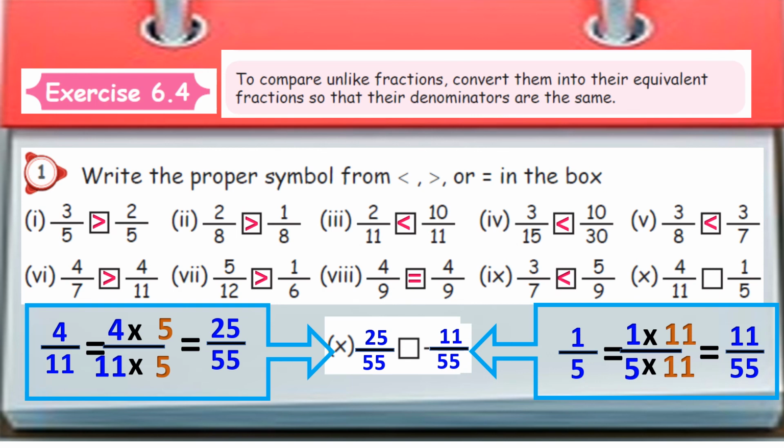Yes, our work is over. That means what will be the answer? Which should be greater? Yeah, you are right, 20 by 55. So open the mouth that side. Okay, our work is over. Just get practice, and only practice gives the confidence. So keep on practicing. Thank you.